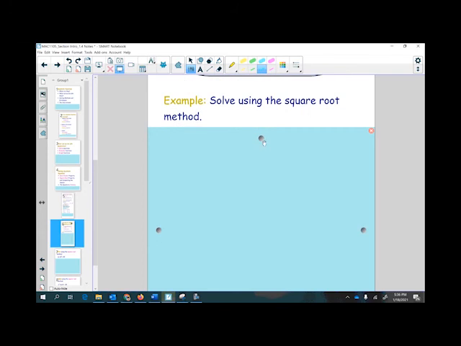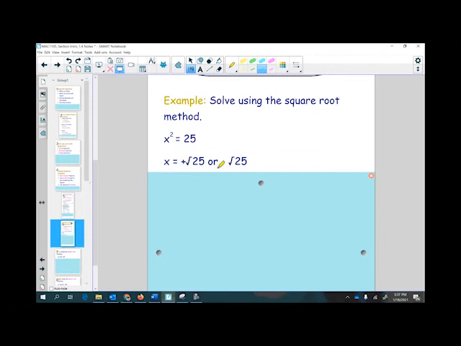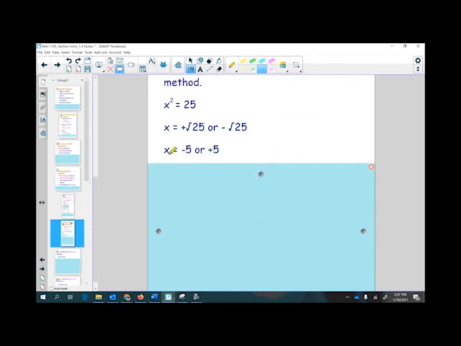Solve using the square root method, and here's our equation. Okay, well, you might be able to look at this and just know that something squared equals 25. I know that number should be 5 because 5 times 5 is equal to 25. But isn't it also true that negative 5 times negative 5 would give you positive 25 as well? So that's the reason that we always have both the positive and the negative possible solutions. So that's why the answer for x could be negative 5 or positive 5 here.